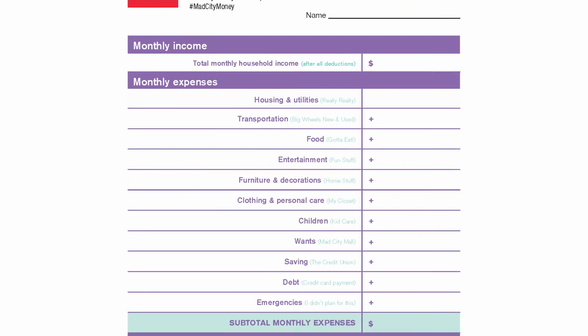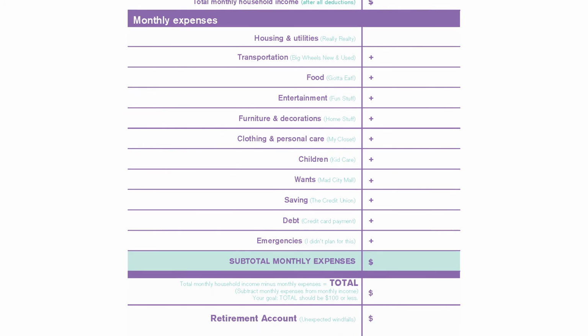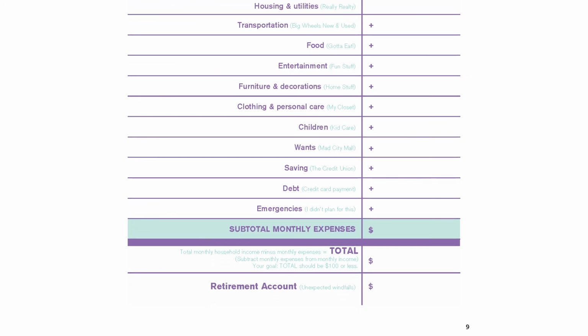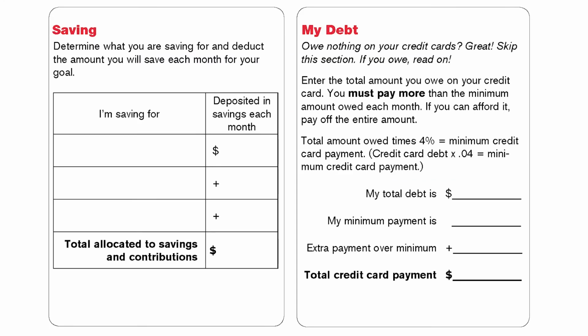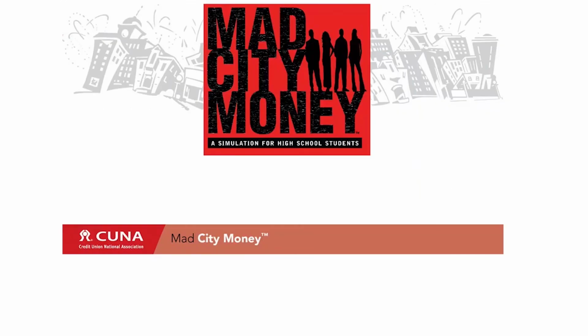Complete the My Spending and Savings Plan by the end of the session. Your goal is to end up with no more than $100 in your checking account. It also means that any money in excess of $100 must be put in savings, used to reduce debt, or spent on your goals. Welcome to real life. Welcome to Mad City Money.